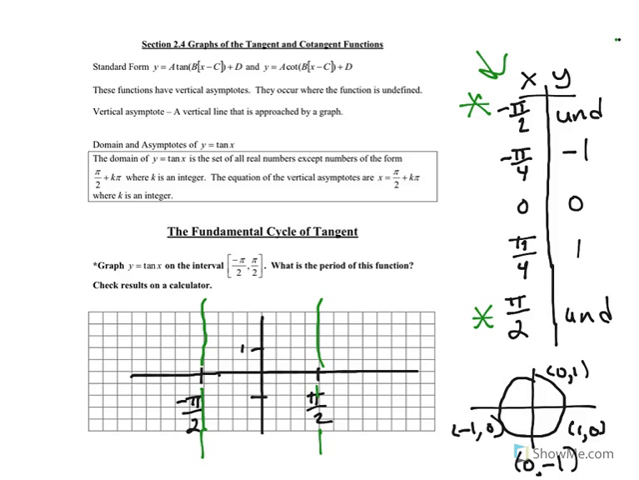So the first point is going to be negative pi over 4 with an output of negative 1. If it's 4 boxes to get back to negative pi over 2, then negative pi over 4 is going to be 2 boxes, halfway there.